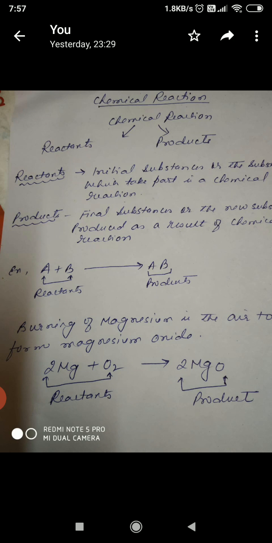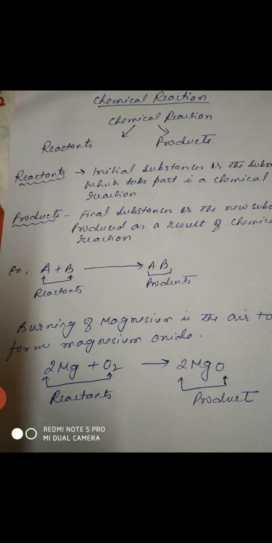In simple language, we can say that when A and B, two reactants, react, they form one product, which is AB. Here A and B are reactants as they are taking part in the chemical reaction, and AB is the product which is produced as a final result.